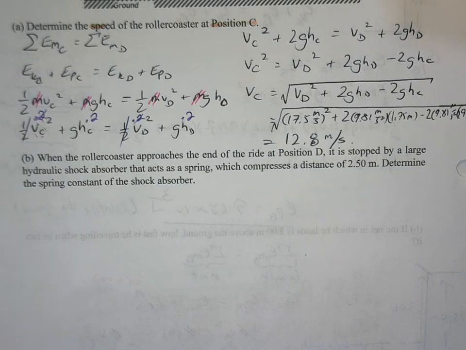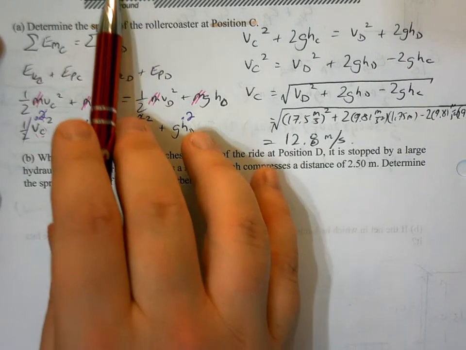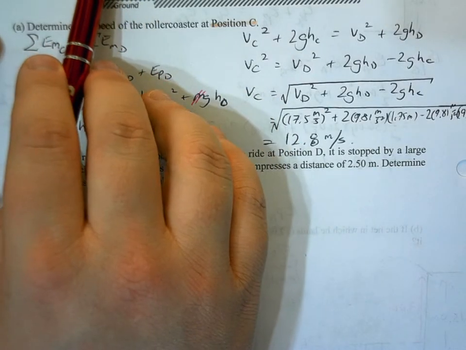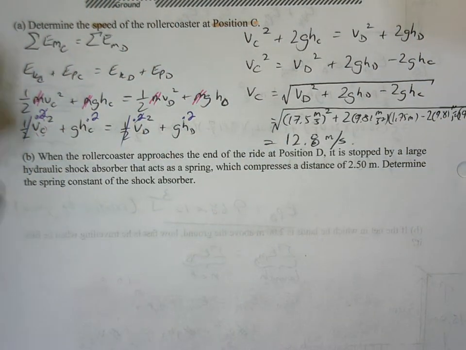A good way to check, the higher up you are, the slower your speed should be, because you have more potential energy. You're having more potential energy, and that has to come at a cost of kinetic. The closer you are to the ground, the faster your speed should be, because you have less potential energy getting close to the ground. That has to come at the cost of having a gain in kinetic energy. So just something to be mindful of.